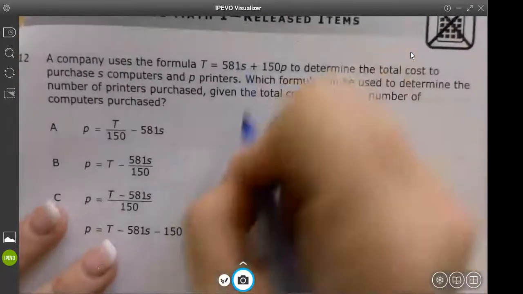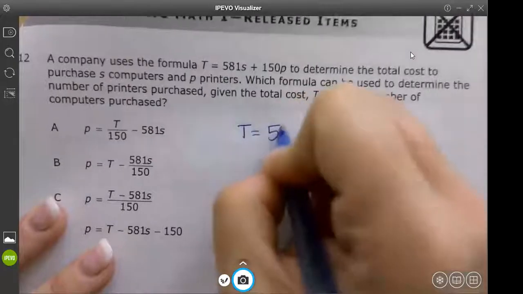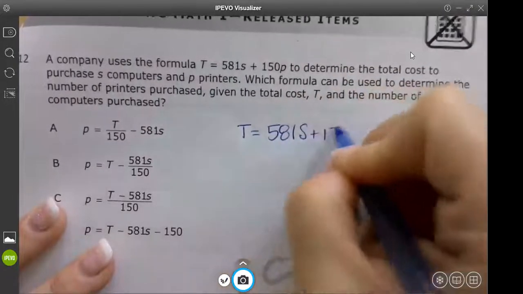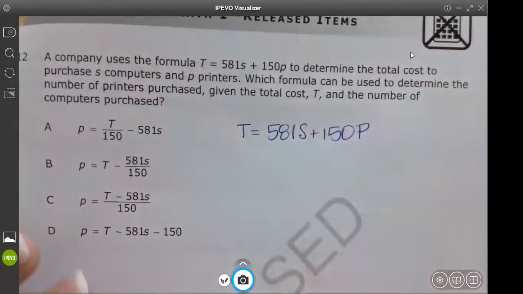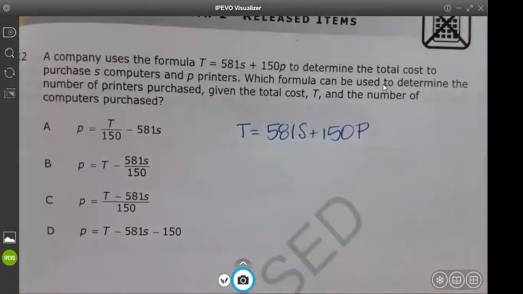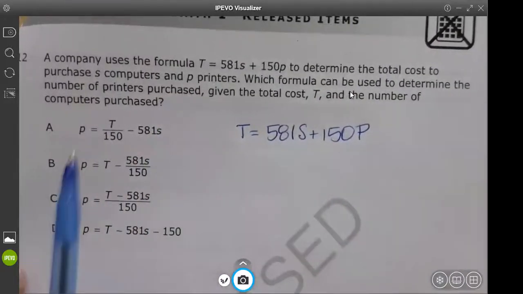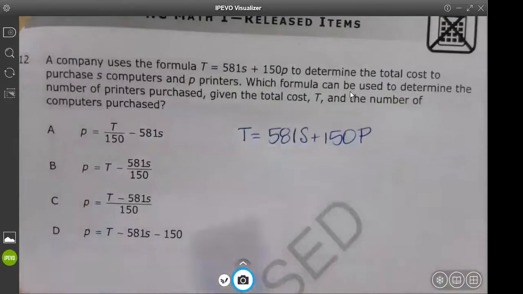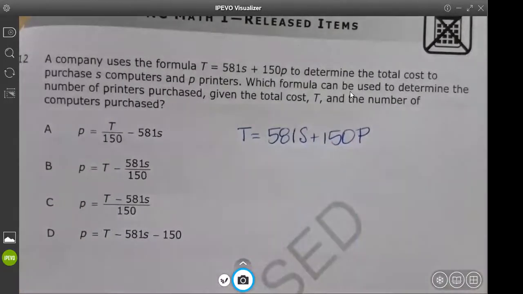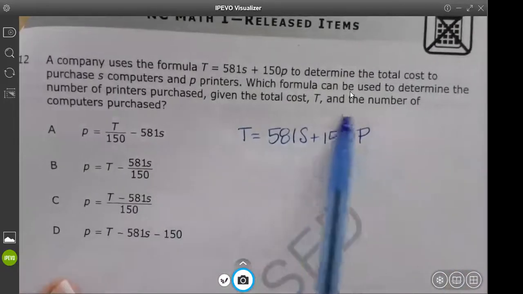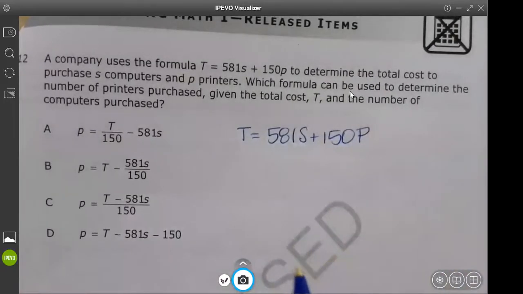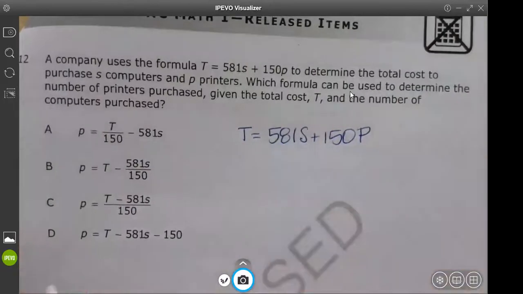Number 12 gives you the equation T equals 581S plus 150P. 10 more minutes, bear with me, 10 more minutes. Which formula can be used to determine the number of printers purchased given the total cost T and the number of computers purchased? So you guys see how they're all solved for P? So we want to get P by itself. Remember all the way back in the beginning of the year when I said this: what's on the same side of the equal mark as P but not with it? 581. How do I get rid of a positive 581?